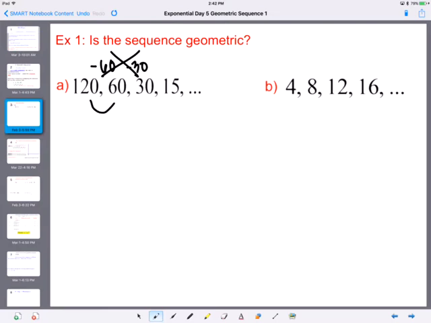To go from 120 to 60, we can multiply by 1/2 or divide by 2. To go from 60 to 30, we can divide by 2, which is the same as multiplying by 1/2. To go from 30 to 15, we again can multiply by 1/2. So we would say, yes, this is a geometric sequence.